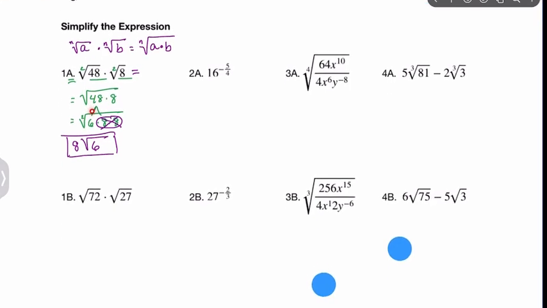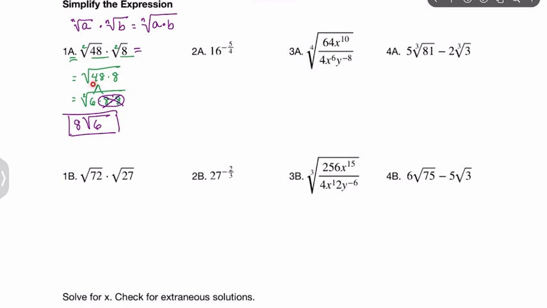All right, let's keep on going here. So 2a now. In 2a, I'm going to use the following rule: a to the negative m power is equal to 1 over a to the positive m power. So the 16, this is my a. This negative 5/4, that's the negative m we're talking about. It says this is going to be equivalent to 1 over the a, which is our 16, to the positive m power, so now it's positive 5/4. So that's how we deal with negative exponents. It gives you the reciprocal.